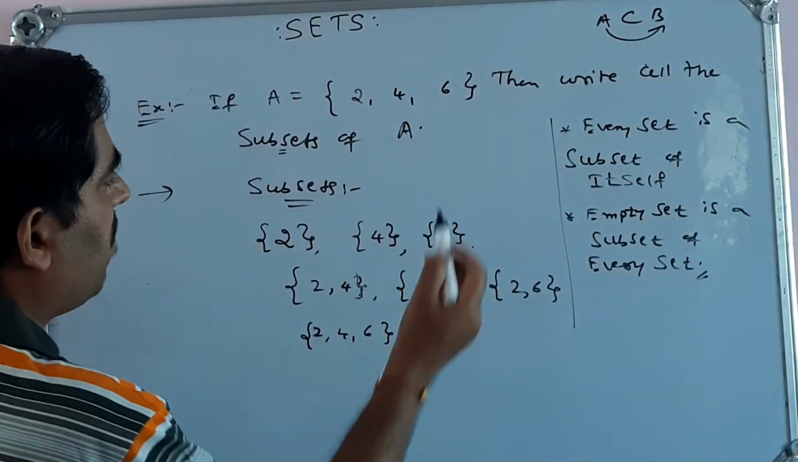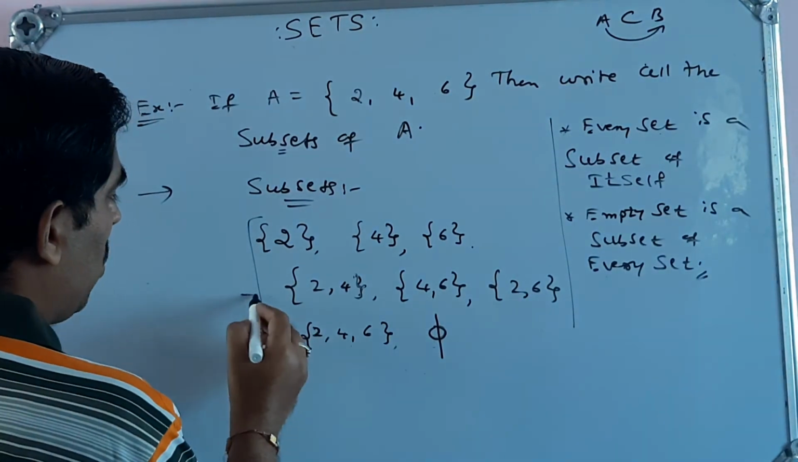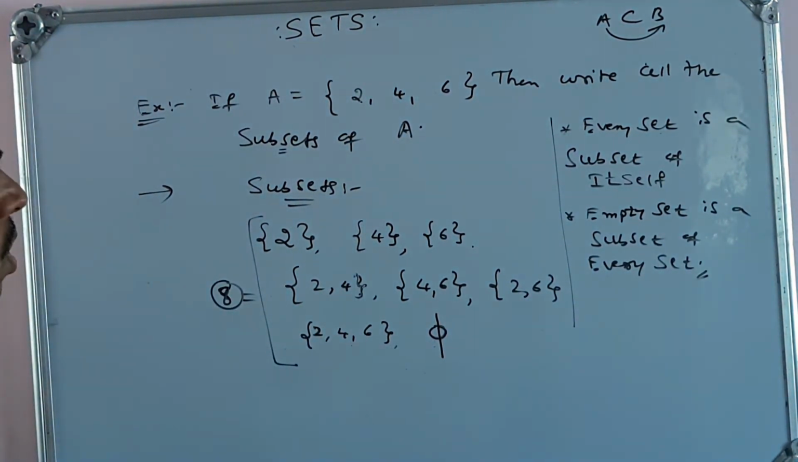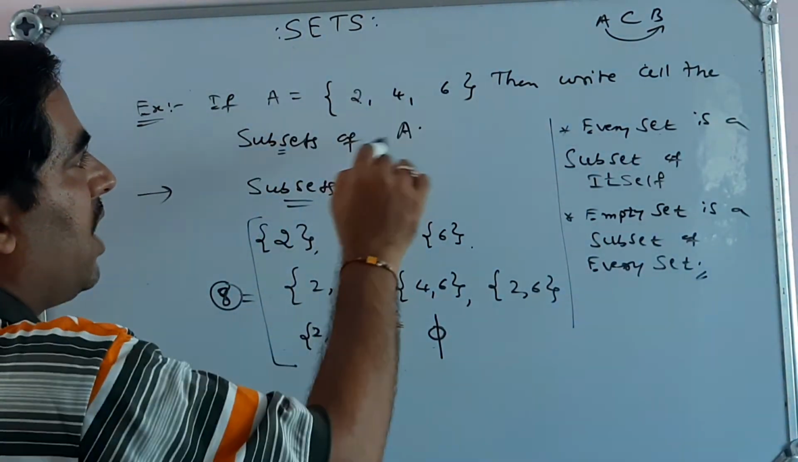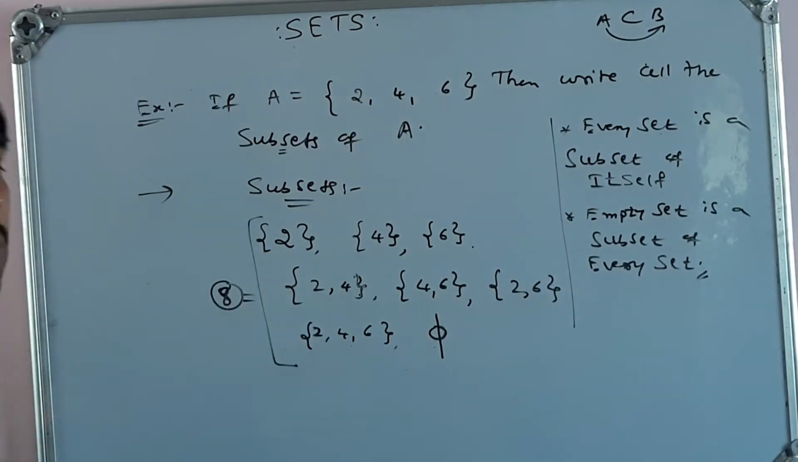See, now count the number of subsets: 1, 2, 3, 4, 5, 6, 7. See, total number of subsets. How many subsets did I get? See, 8 subsets. I have taken the set {2, 4, 6}. So how many subsets does this set have? This set has 8 subsets.